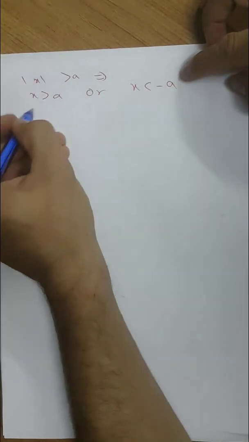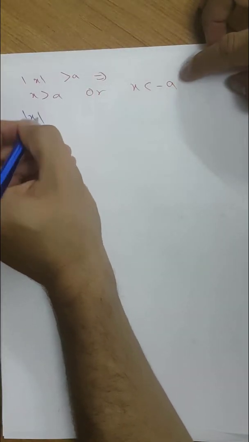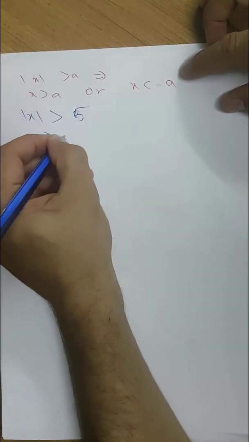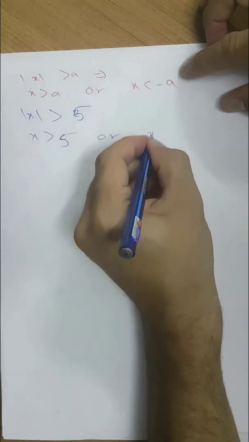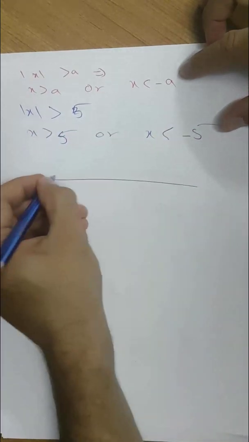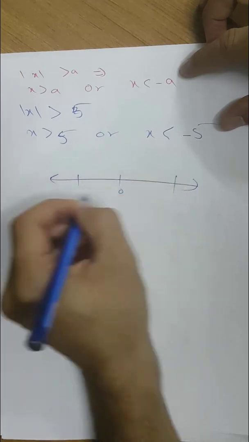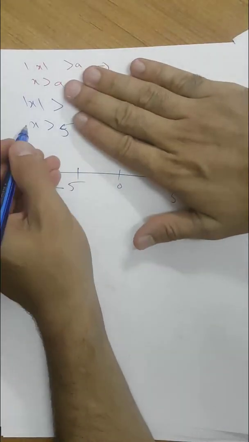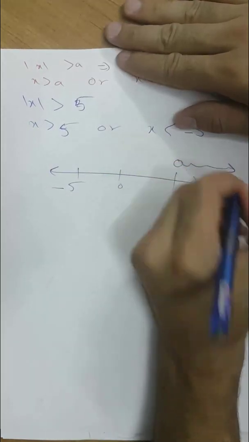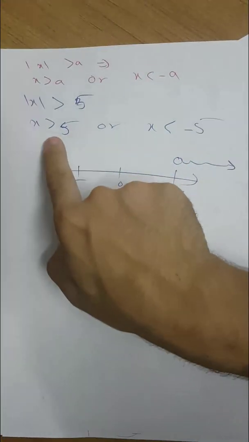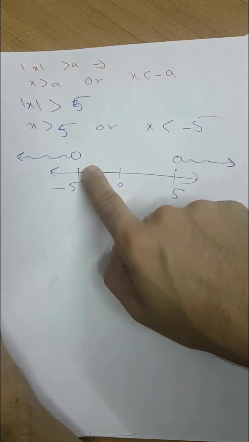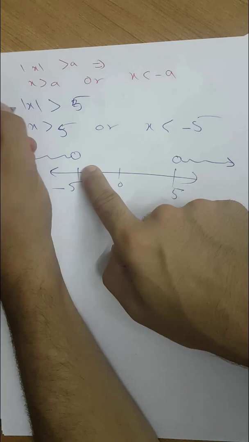Example, absolute value of x greater than 2, or let it be just 5. So in that case I say x greater than 5 or x less than minus 5. And here's the solution: 0, negative 5, positive 5. So x greater than 5, so go on x greater than 5. x less than minus 5, here's minus 5, less than, go to minus infinity. Okay, another example.